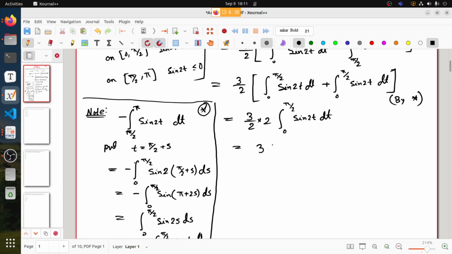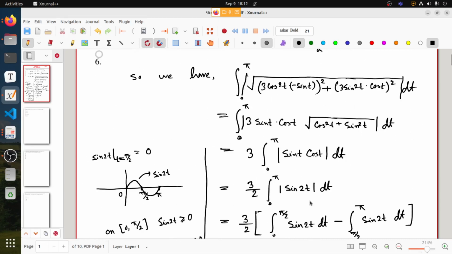And what will be the integration of sine 2t? It is minus 1 by 2 cos 2t, right? And now you have to evaluate from 0 to pi by 2. So 2 times 1 by 2, and if you put pi by 2, cos pi is minus 1, right? So minus is there, cos pi is minus 1, minus cos 0, which is 1, right? So we get 3 for this integration, meaning the length of the curve is 3.